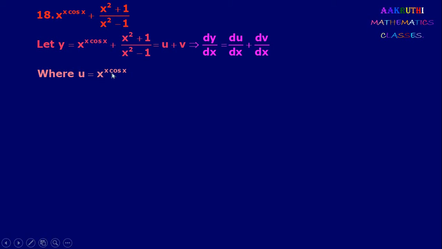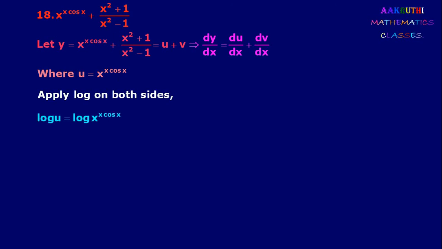Here u value is x to the power x cos x. Now here base is also variable, power is also variable, so we have to apply log on both sides. So apply log on both sides, we get log u equal to log of x to the power x cos x. Simplify this and we can write x cos x into log x. So log u equal to x cos x into log x, taking power to coefficient.